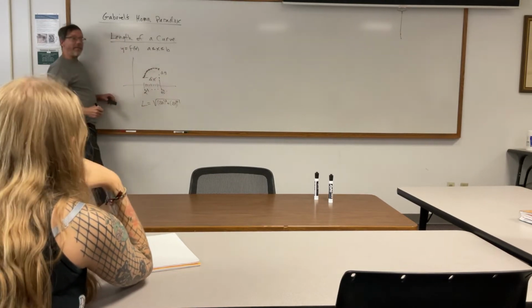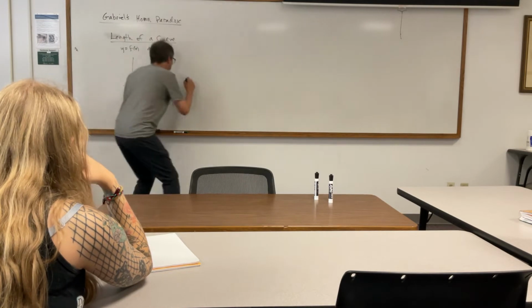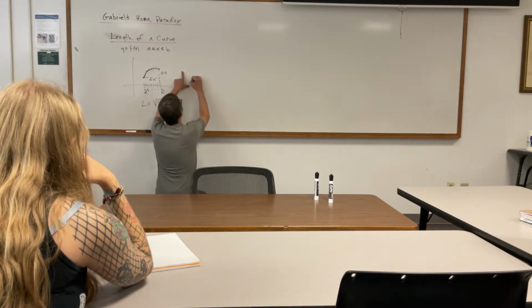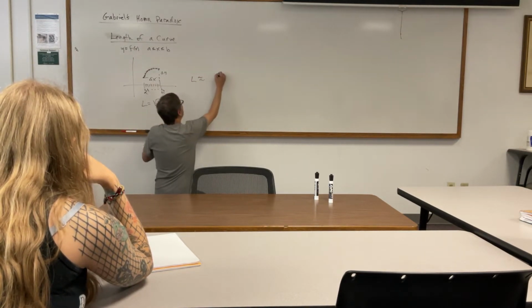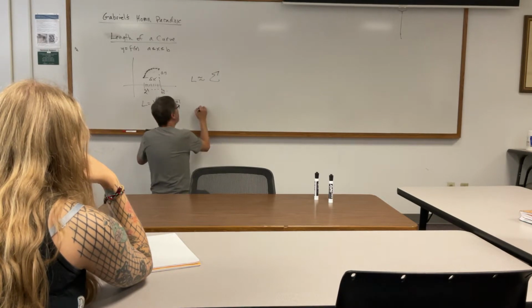And add them all up. Let's see what that might look like. So the approximate length would be the sum of each little piece. And each little piece is going to look like this.